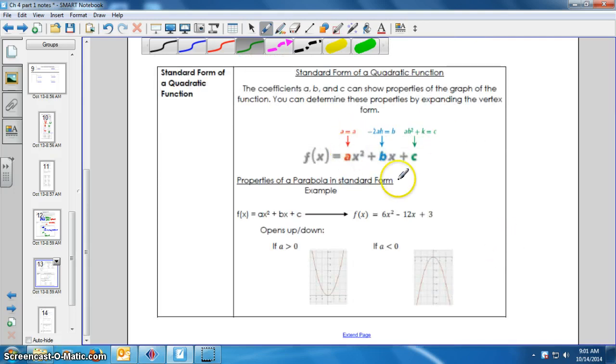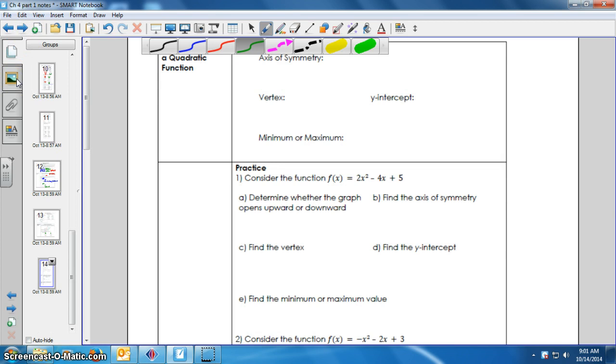So a is always a. B we use to help us get that vertex point. And then c kind of helps us get our y-intercept, in a sense. So let's go ahead and look at this one. This is a positive 6, so it would open up. When that front number a is greater than 0, then it makes that happy face and it opens up. And then when a is less than 0, when it's a negative, it's opening down. So we can tell those things when it's in standard form.